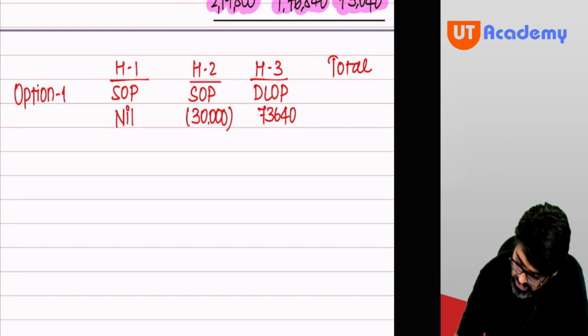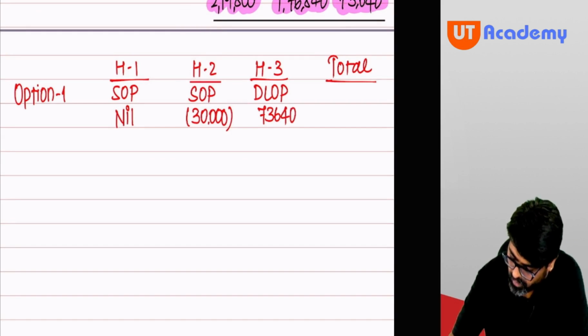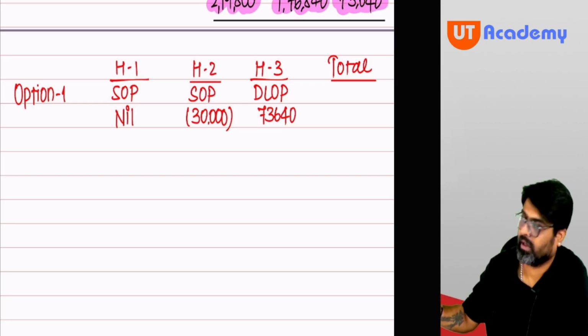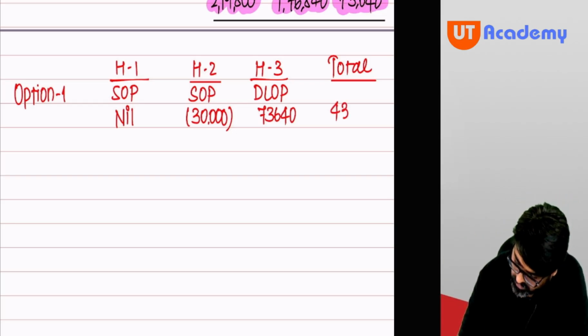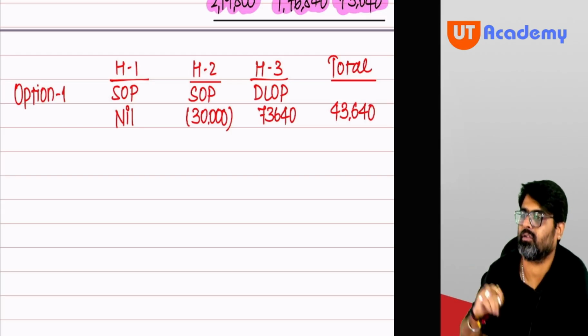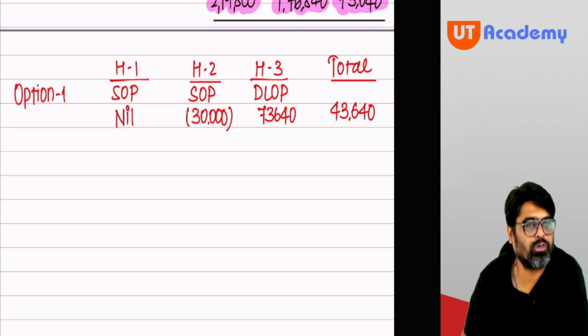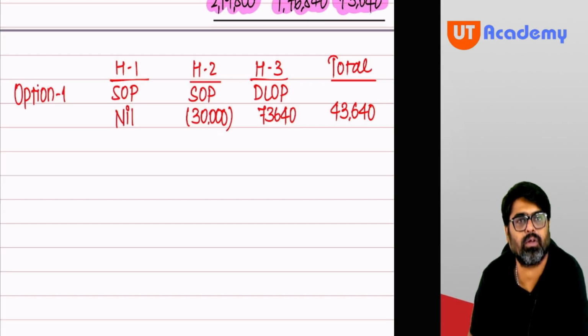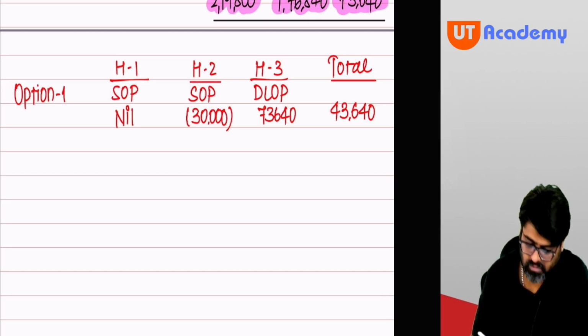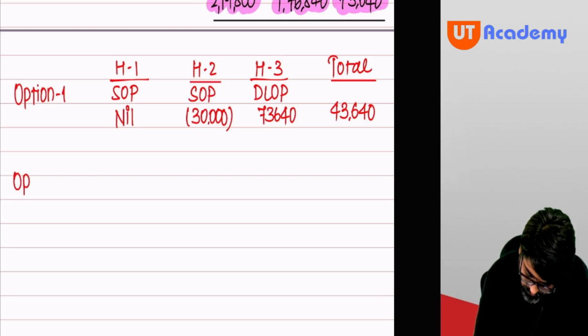Can you do the total? Positive, no? So you have taken the set off of this loss from the income. Yes or no? 43,640. So if you choose this option, you will have to pay tax on this income. If you choose this option, you will have to pay tax on 43,640. Yes or no? Other option also we have. Option number 2.